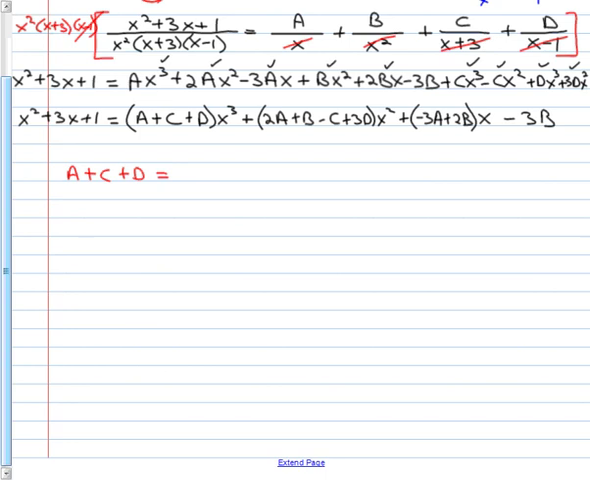0. Wait, why does it equal 0? Oh, there's no cube terms on the left side. Oh, wow. Yeah, that's true.